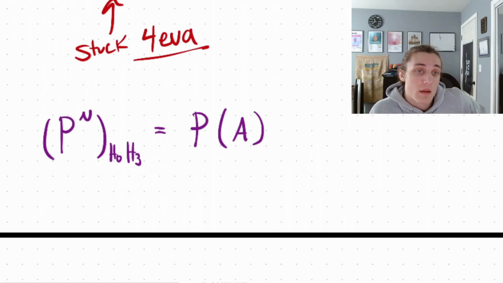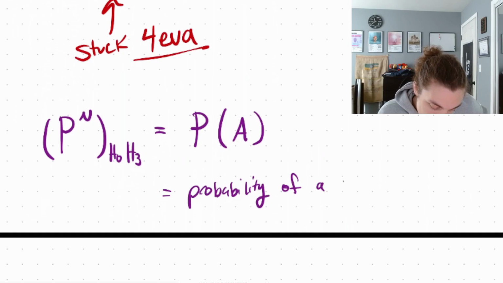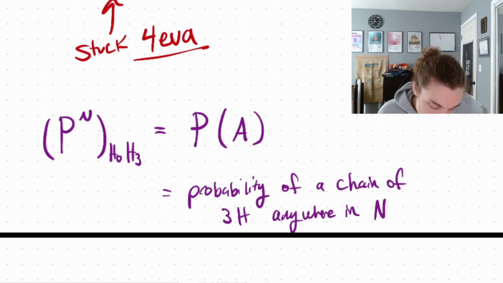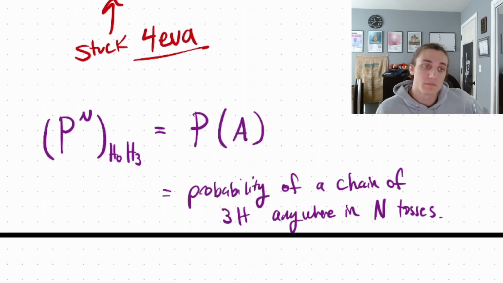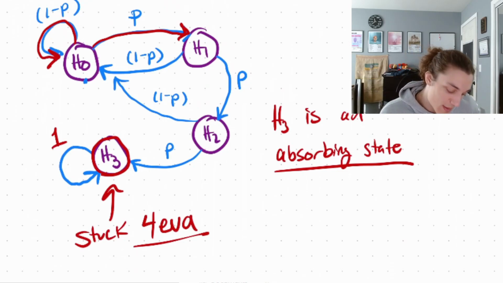Okay? So this is the probability of seeing a chain of 3 heads anywhere in n tosses. All right, and that is if we remodel the original diagram such that we get stuck at H3.